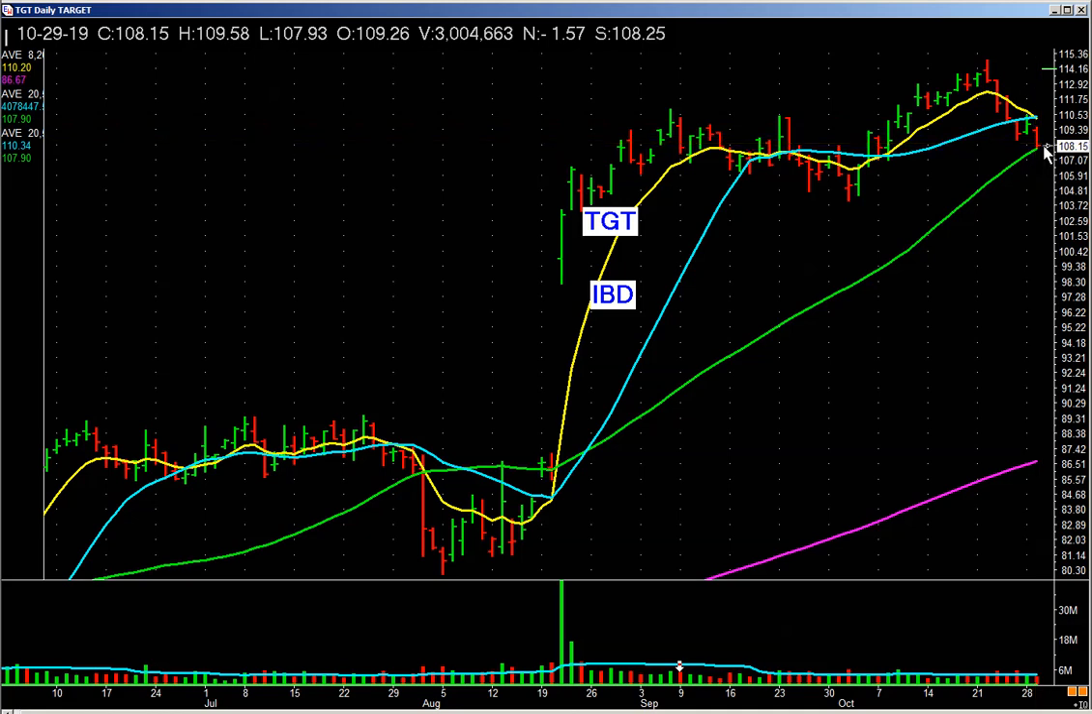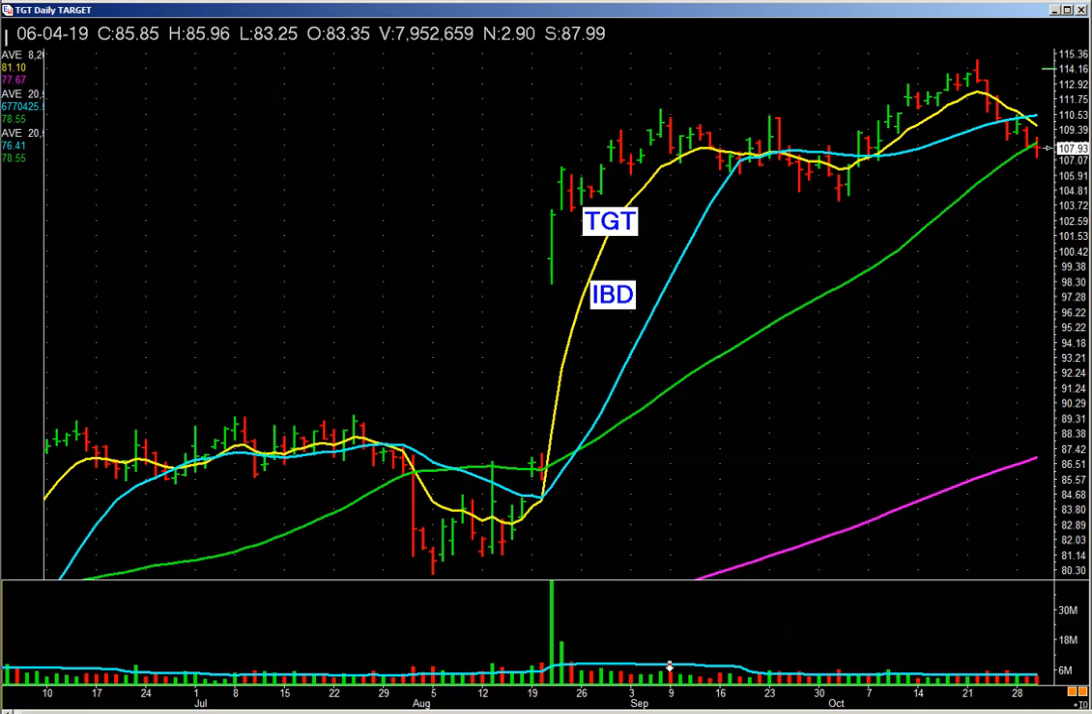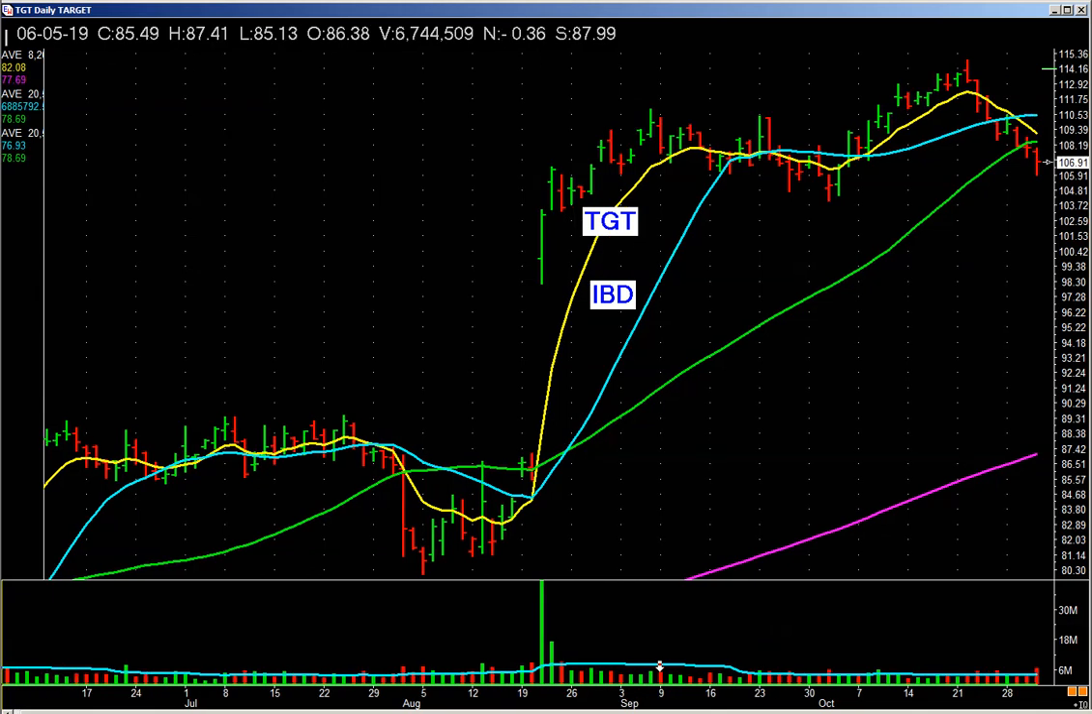Now notice this bar here. It comes down to the 50-day. More sellers, but not extremely heavy sellers. How do I say that? Look at the low volume. Volume on this bar is less than this bar. Hovering on the 50-day. Loses the 50-day.